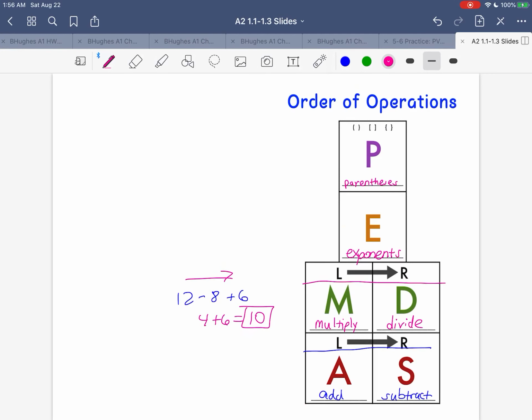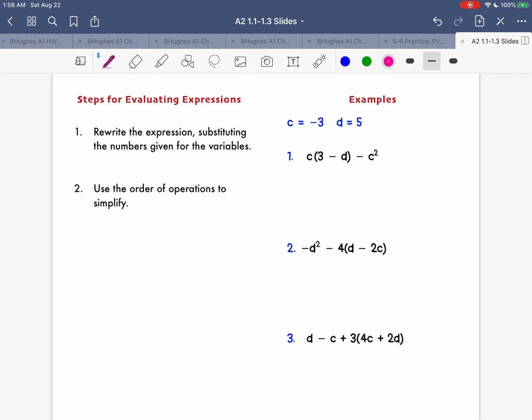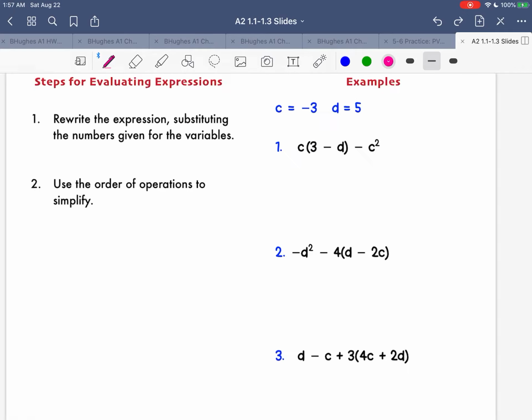So we're going to practice order of operations, but we're going to do it in the context of evaluating expressions. So what does it mean to evaluate expressions? Well, that means to rewrite the expression and substitute the numbers that are given for the variables. And then we use order of operations to simplify or evaluate.